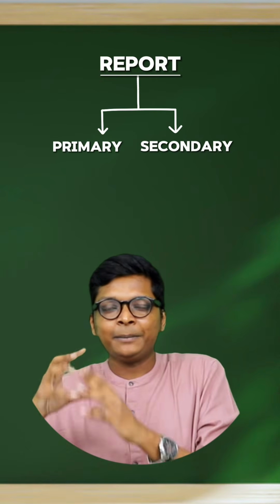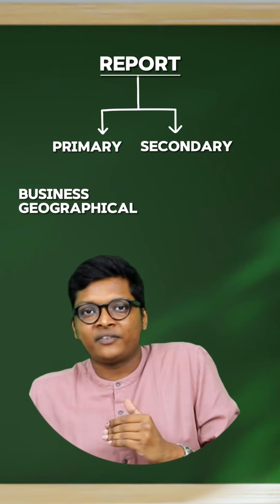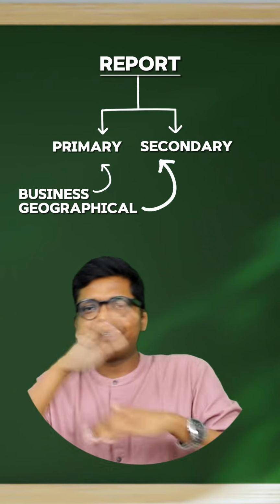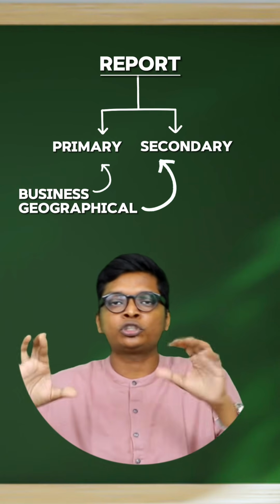You can report primary and secondary reporting. Primary reporting could either be business or geographical. If you choose business in primary, geography becomes secondary. Same way, it's my choice. I can choose business or geography segment.